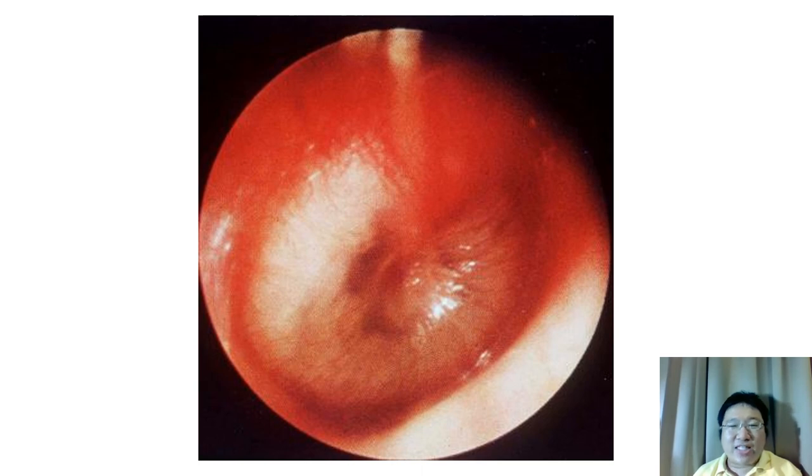And if we look at the ear, and we look at the eardrum, right? Eardrum, normally we expect to see a cone of light, right? But here we don't see the cone at all. And the tympanic membrane seems to be bulging and red. So this is a sign of otitis media, acute otitis media.